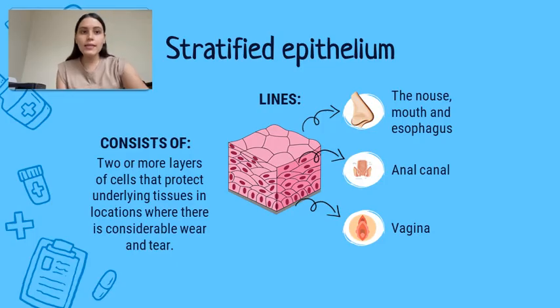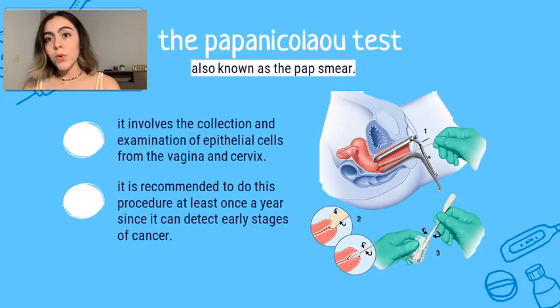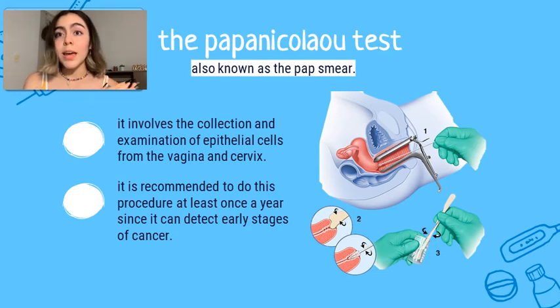And finally, the stratified epithelium consists of two or more layers of cells that protect underlying tissues in locations where there is considerable wear and tear. Some examples of this are the anal canal, the esophagus, and the mouth. As we saw before, stratified epithelium lines some organs, including the vagina.